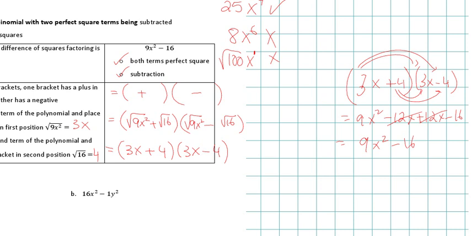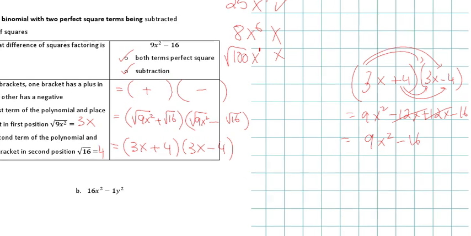So, we're looking for two terms. It has to be a binomial. They have to be square terms, and there has to be a negative in between. We call this what? Difference of squares. Okay.